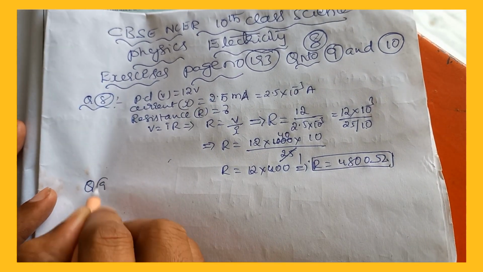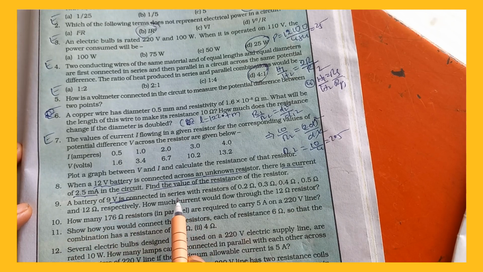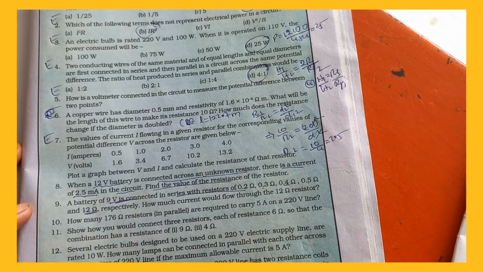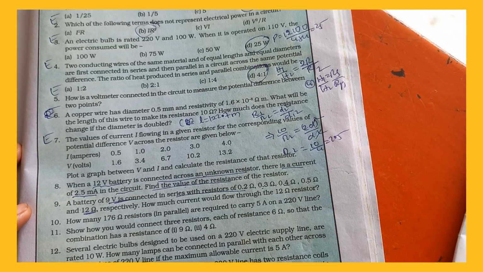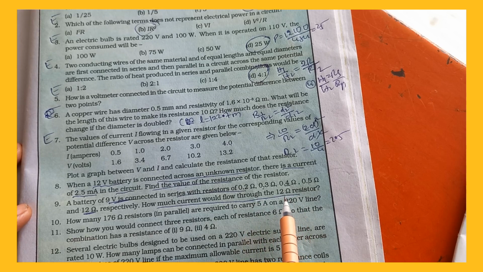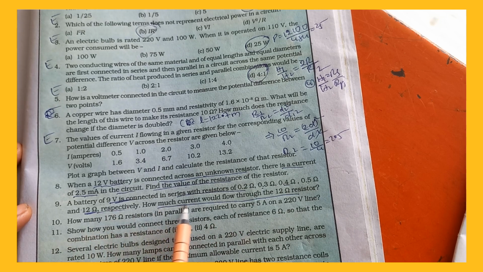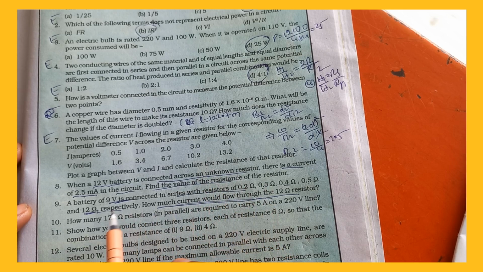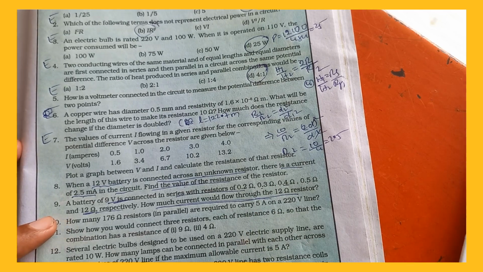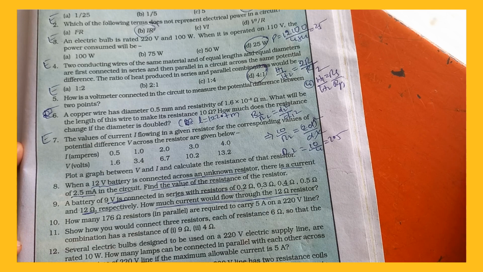Now what about question number 9? A battery of 9 volts is connected in series to resistors of 0.2, 0.3, 0.4, 0.5 and 12 ohms. Then how much current flows through the 12 ohm resistor? So we want to calculate the total current through all these resistors, and also how much current flows through the 12 ohm resistor.